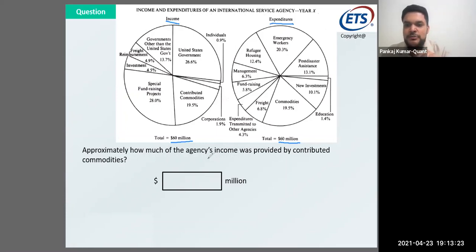I got one answer from you guys, which is 11.7. Now we need to understand what is right and what is wrong. The word approximately is coming. How much of the agency's income was provided by contributed commodities? I know the total income is this. What is contributed commodities? I can search. This is here.